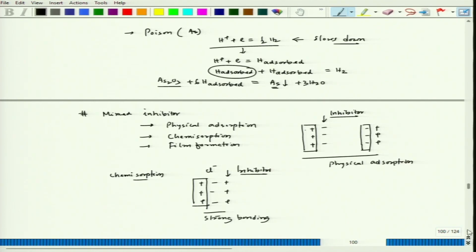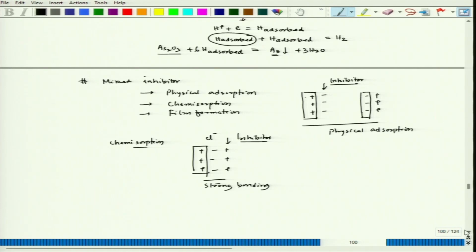Now, film formation is the same as what we have seen in the case of anodic inhibitors. Film formation is nothing but those inhibitors forming some sort of passive film on the metal. Examples are chromate and molybdate. So, those are the kind of inhibitors we can think of.